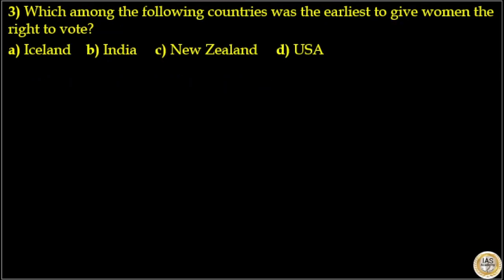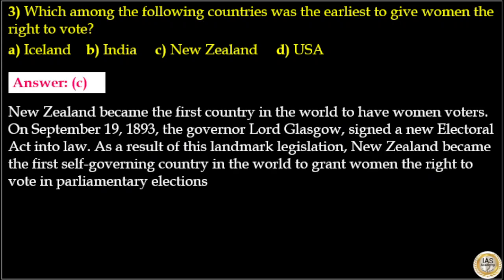Which among the following countries was the earliest to give women the right to vote? Options are Iceland, India, New Zealand and USA. Here the answer to this question is option C, New Zealand.